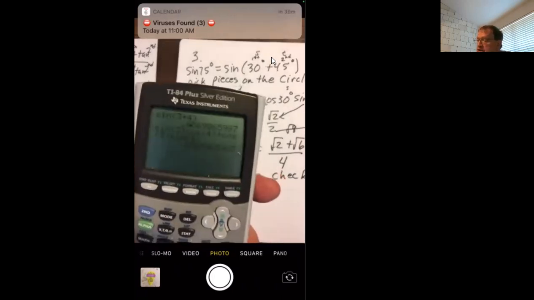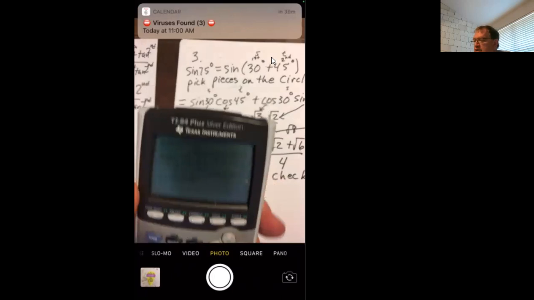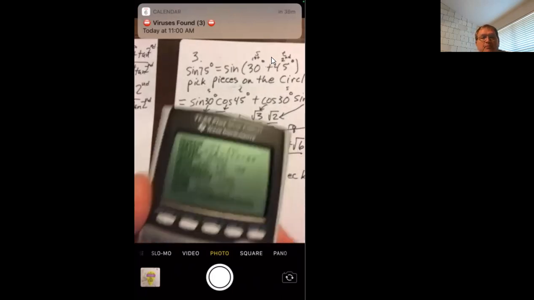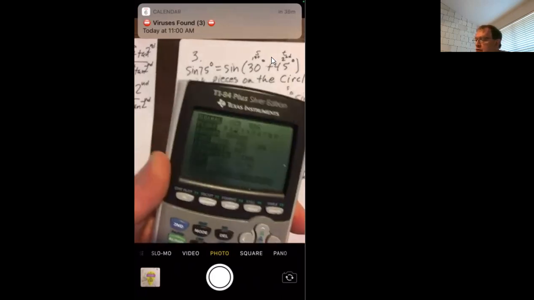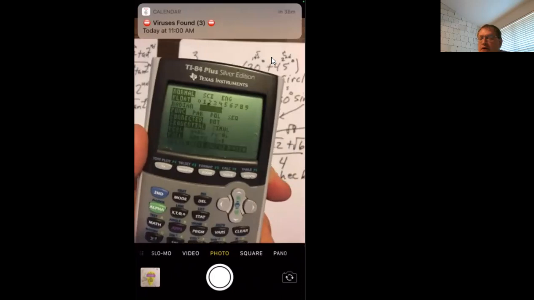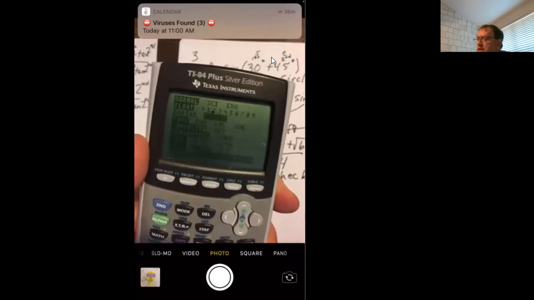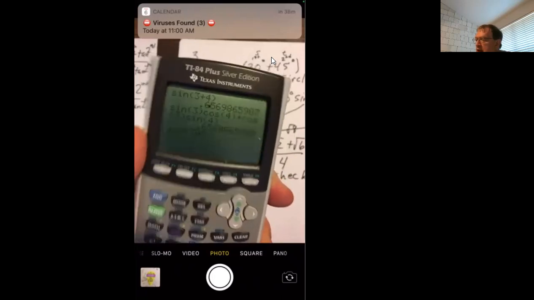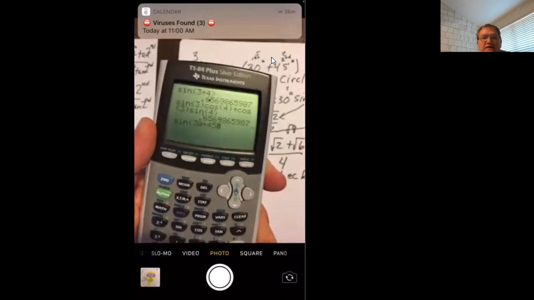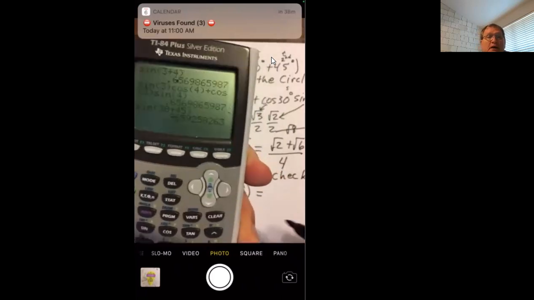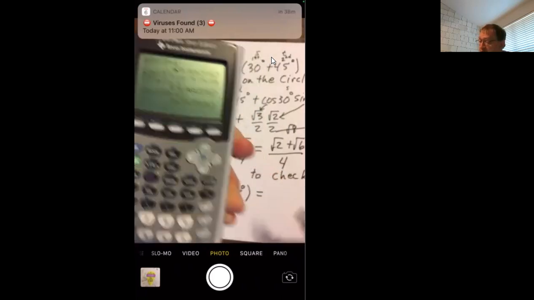Okay, so we're going to punch sine 30. I didn't check degree mode. Am I in degree mode? I am not. So down, over, enter, degree mode, quit. Okay, so sine of 30 plus 45, and you could have punched sine of 75 there as well. Enter. You're at 0.9659.